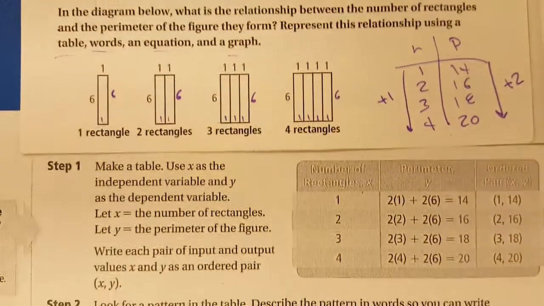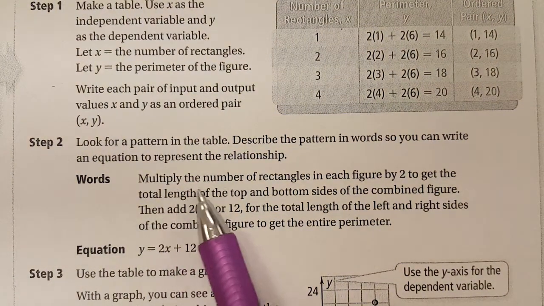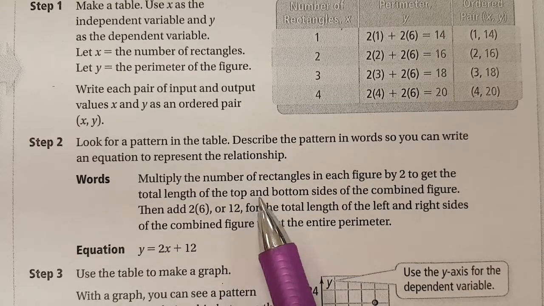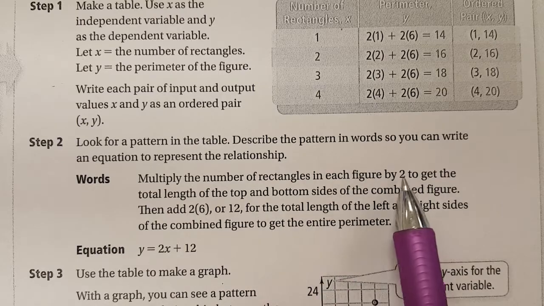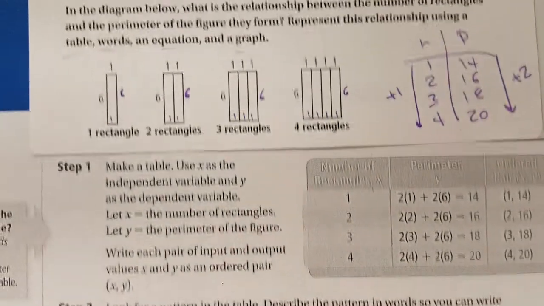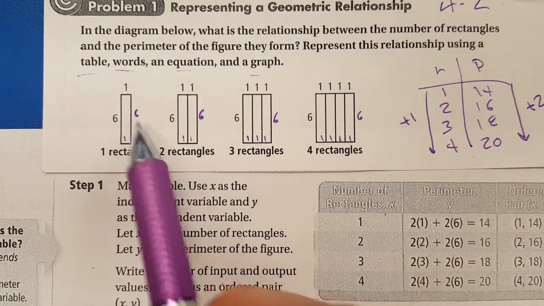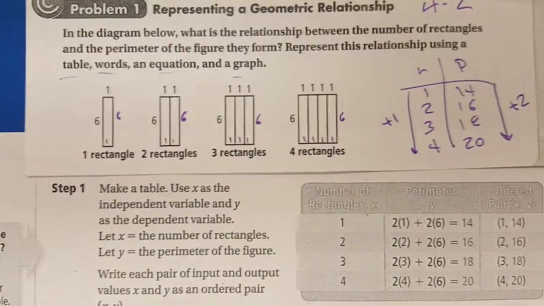They get a bit more detail, and I'll try to explain their reasoning as well. They say you multiply the number of rectangles in each figure by 2 to get the top and the bottom. That's why you have 2. Every single rectangle has 1 on the top and 1 on the bottom. That's why they take it times 2. And then they add 12. Well, where does that 12 come from? No matter how many rectangles you add, you're always going to have the 6 on the left and the 6 on the right. 12. That's where the 12 comes from.